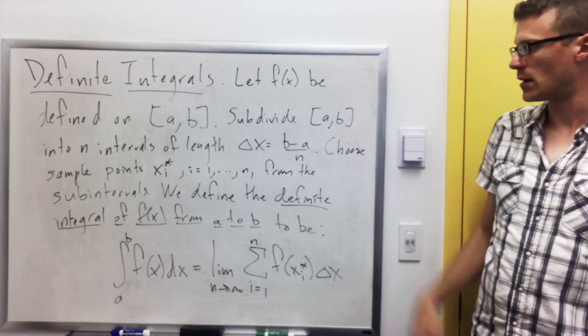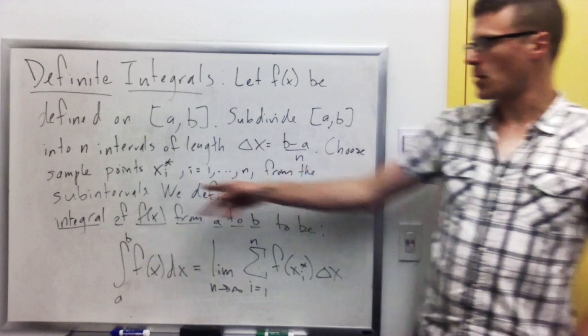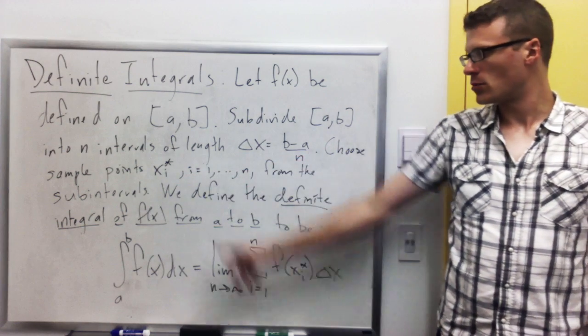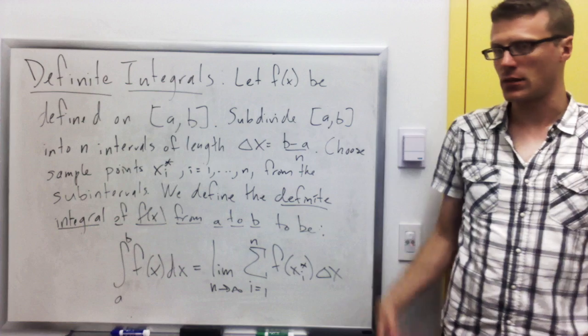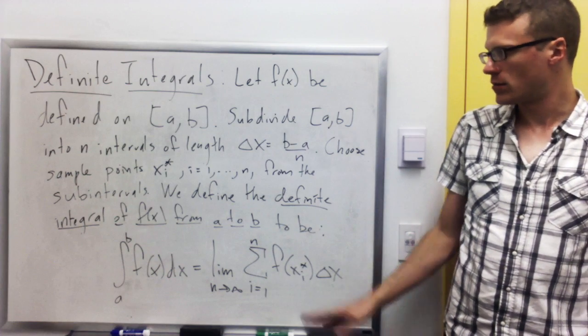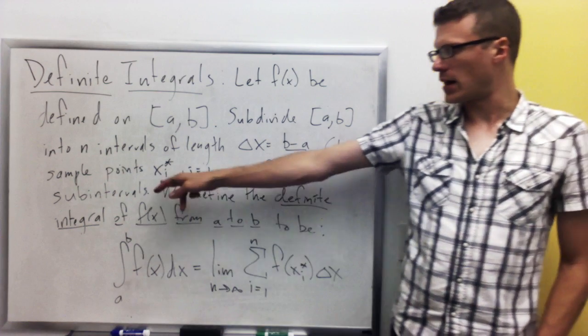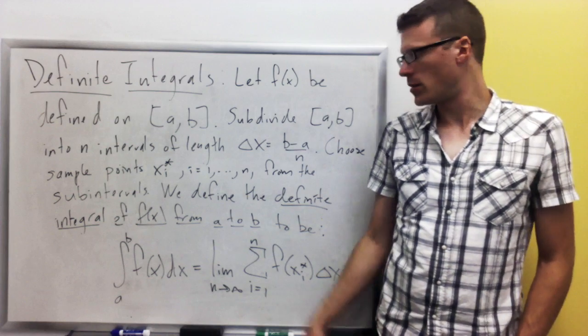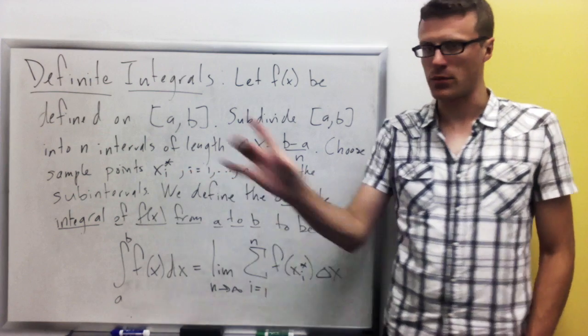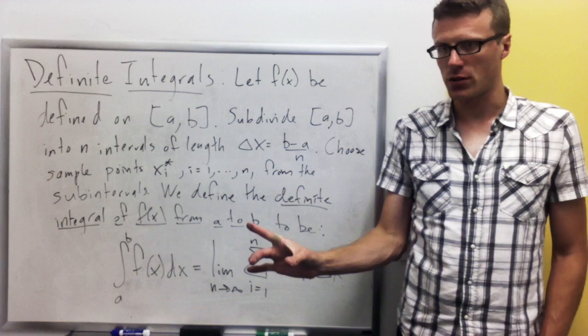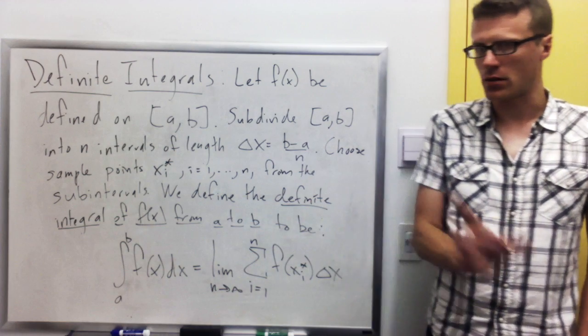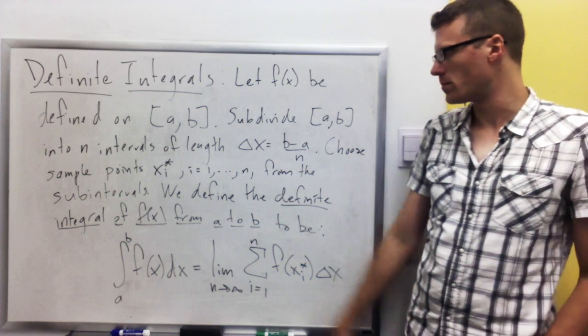We will choose sample points xi star, where i ranges from 1 to n, every single whole number from 1 to n, from the different subintervals. So xi star is from the ith subinterval. For example, x1 star is from the very first one, x2 star is from the next one, etc., all the way up to xn star from the last one.